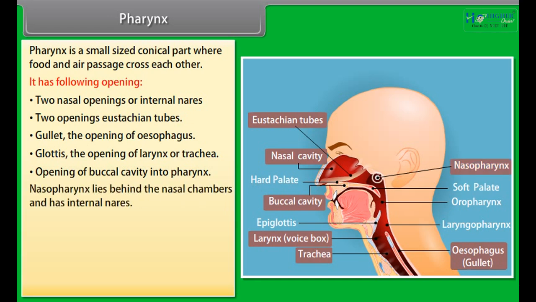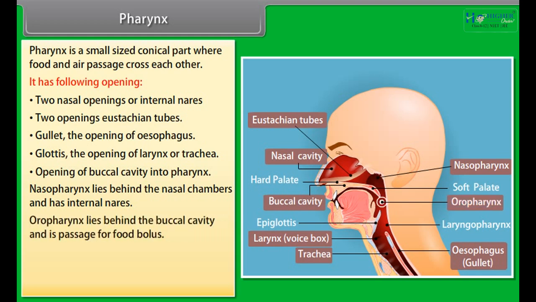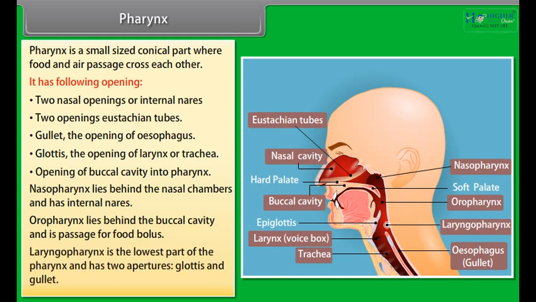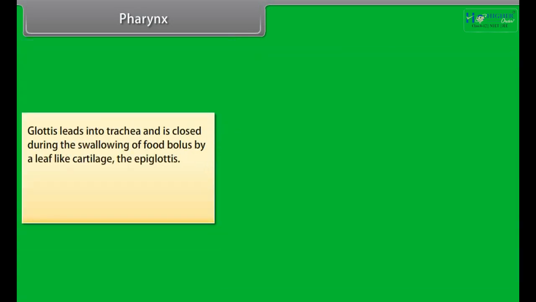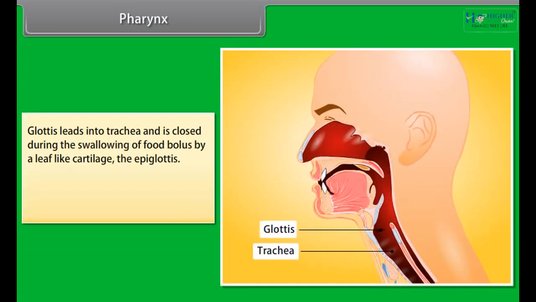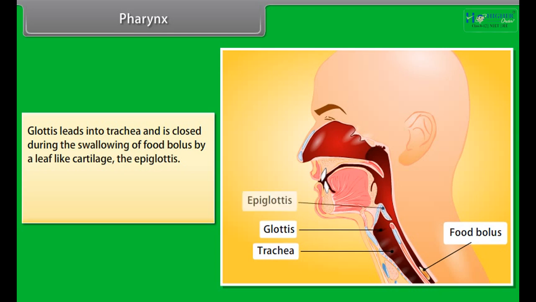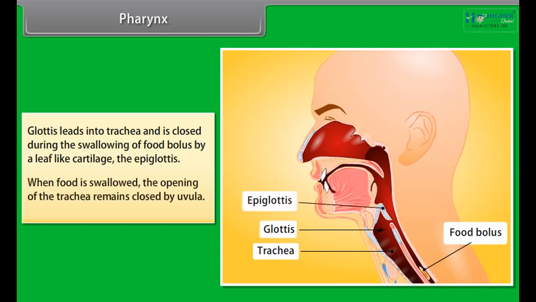Nasopharynx lies behind the nasal chambers and has the internal nares. Oropharynx lies behind the buccal cavity and is the passage for the food bolus. Laryngopharynx is the lowest part of the pharynx and has two apertures, the glottis and the gullet. Glottis leads into the trachea and is closed during the swallowing of the food bolus by a leaf-like cartilage, the epiglottis. When food is swallowed, the opening of the trachea remains closed by the uvula.